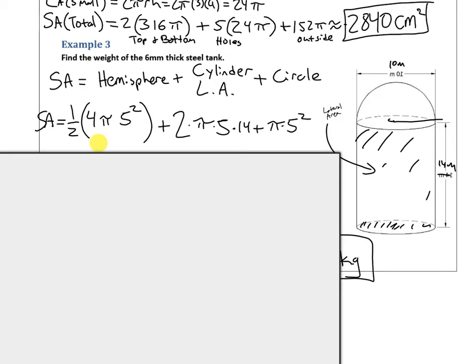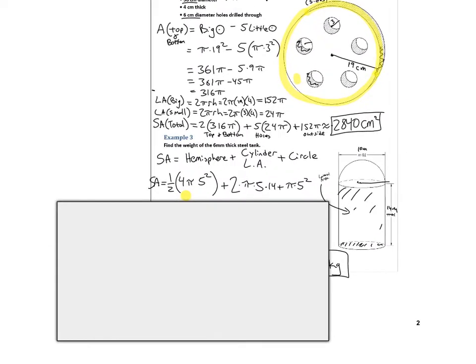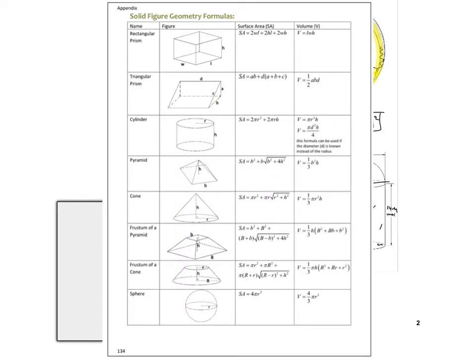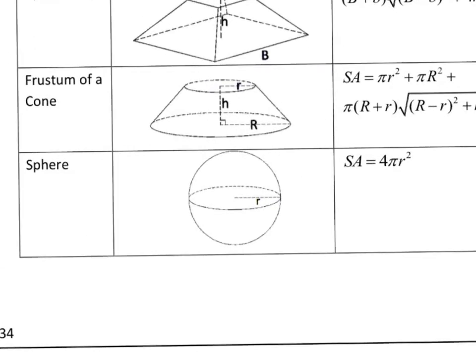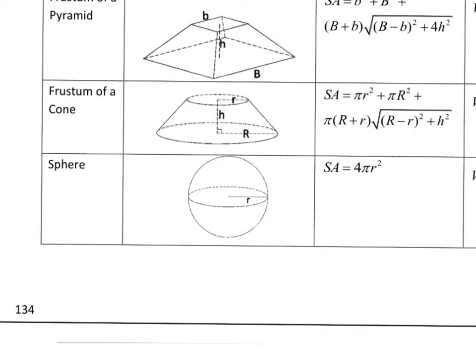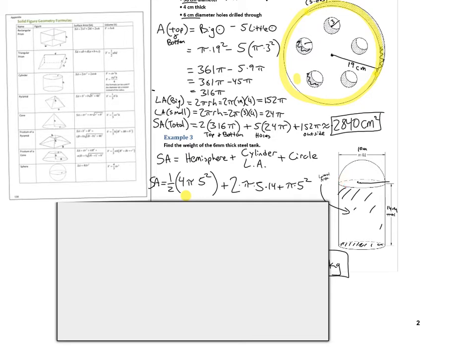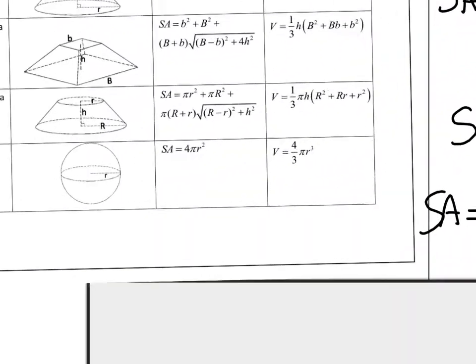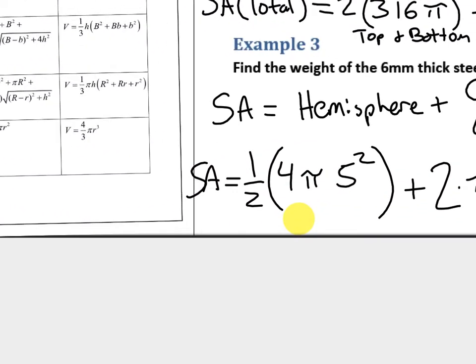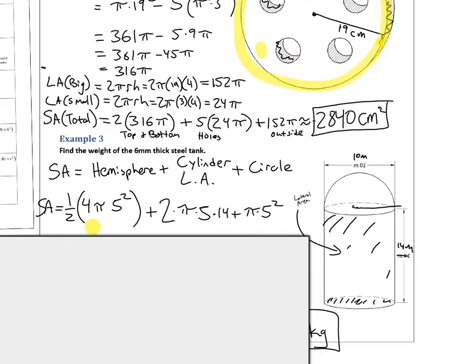So the hemisphere, if we look at our formula in the back of the book, we'll see a sphere formula here. There it is right there. The surface area is 4 pi r squared. So 4 pi r squared is a whole sphere. We only need a half a sphere. So we're just going to do half of that: a half times 4 times pi times the radius, which, since the diameter here is 10, the radius has got to be 5. So there's our hemisphere.